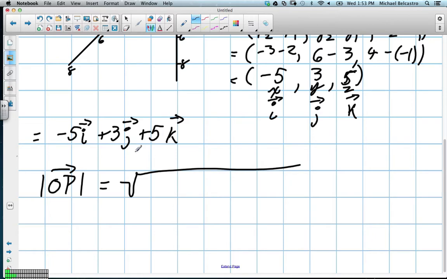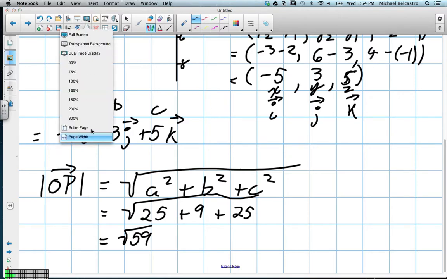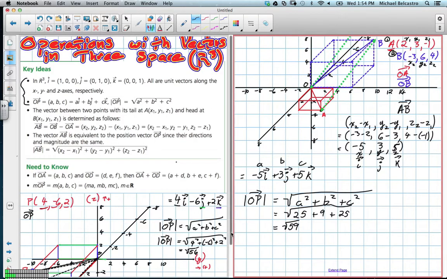We're going to find the root of this being A, B, and C, these scalars. Okay, so these scalars will help us find the magnitude of it. We're going to take our A squared, just like we did before, B squared, and C squared. Okay. So our A squared is going to be 25, B squared will be 9, and C squared will be 25 again. We should be getting root 59 as the magnitude of our AB vector. Okay? So this is kind of the 2 pages together.